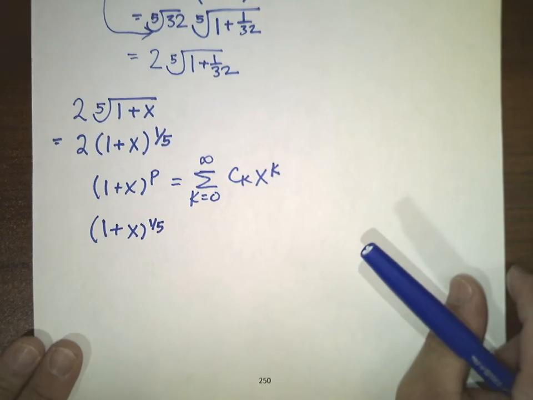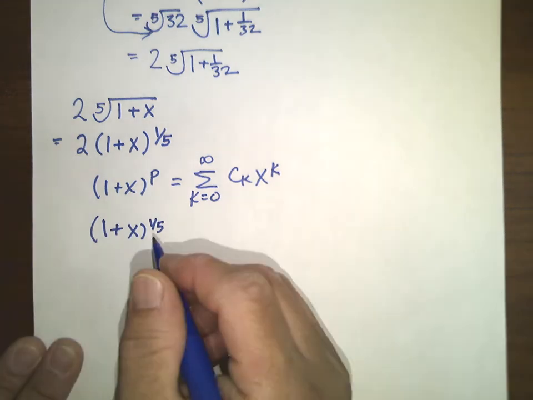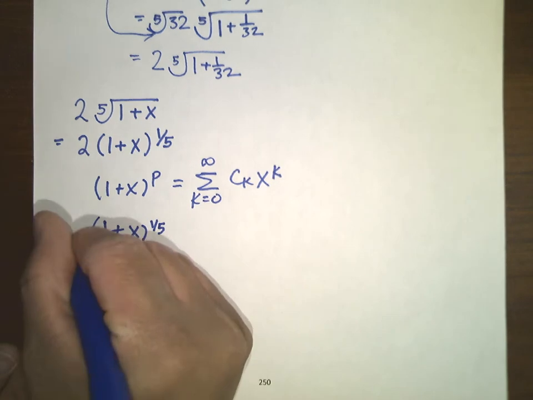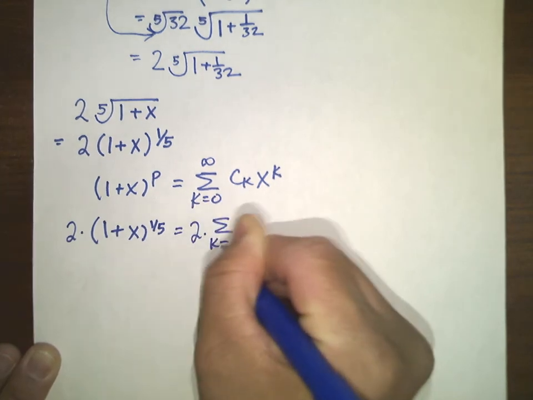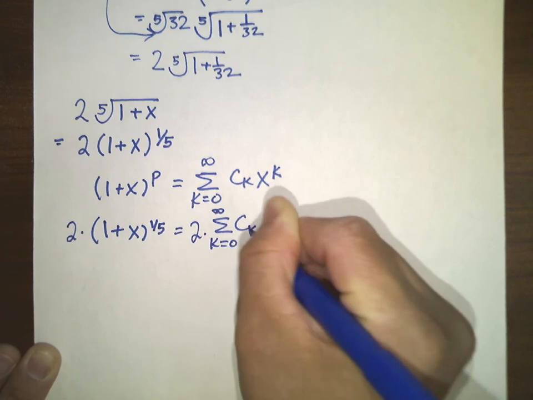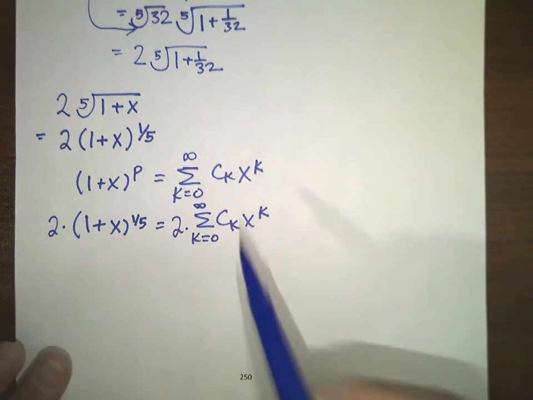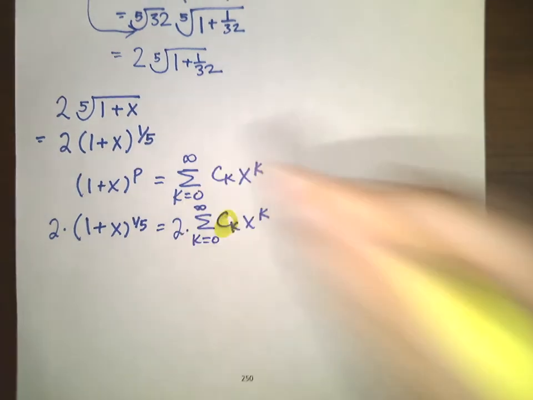Well, we know p is 1/5, but we're multiplying this by 2. So I'm just going to go over here and multiply this by 2, so 2 and 2 times this over here. All right, that's all I'm going to do. There we go. Now I need to figure out what this CK is. So I'm going to figure out what the CK right here is next.